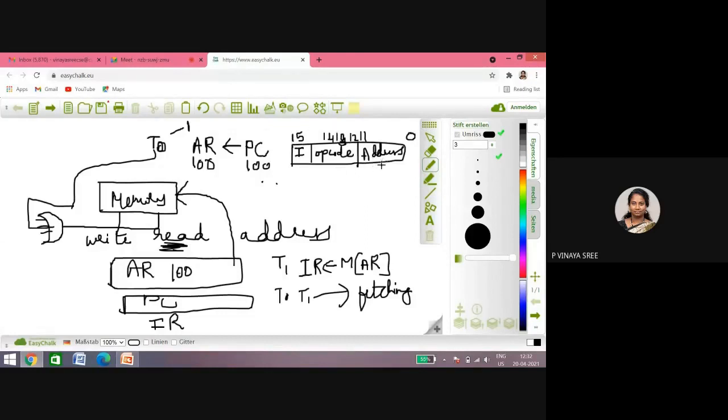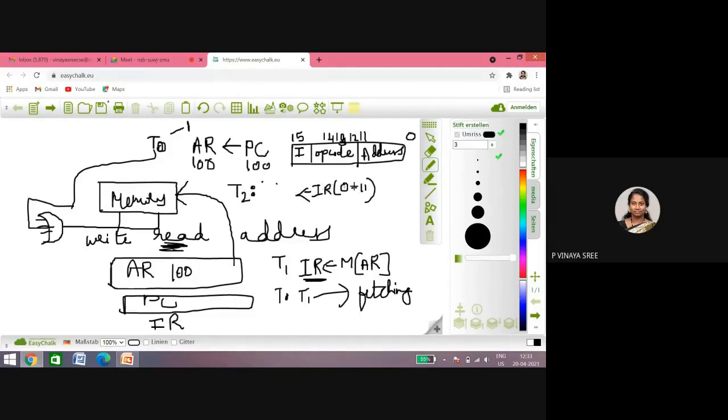So what is the next step? In T2, what will we be doing first? In T2, the IR, which is nothing but the instruction register, what we have from 0 to 11 must be placed in which register, ma'am?